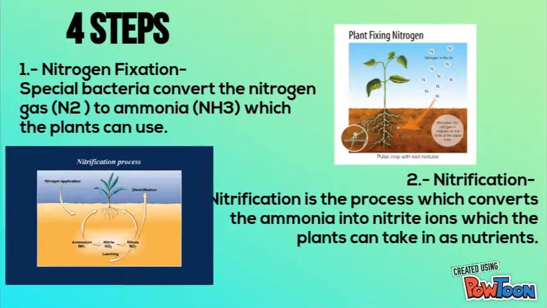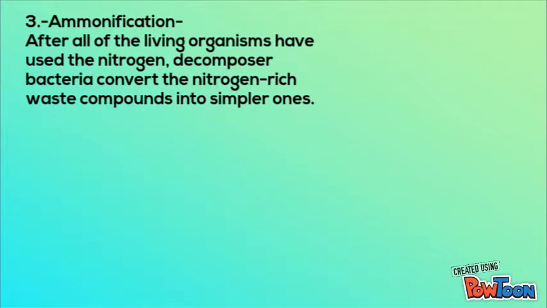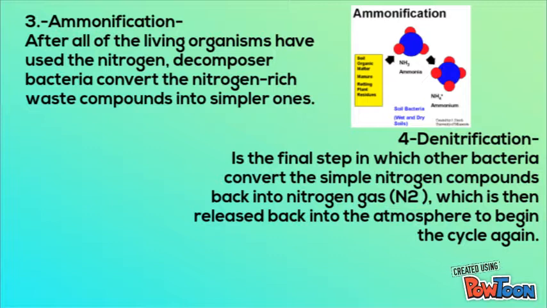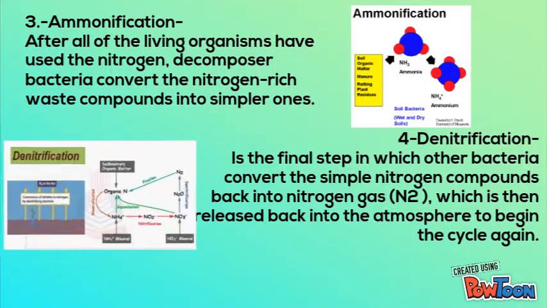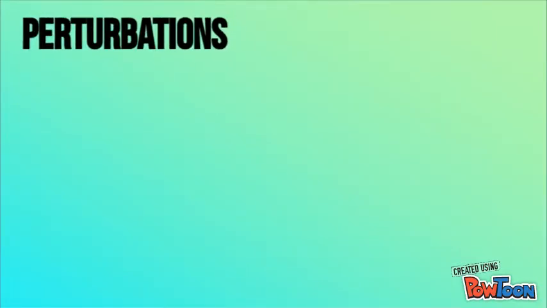Step 3. Ammonification. After all of the living organisms have used the nitrogen, decomposer bacteria convert the nitrogen-rich waste compounds into simple ones. Step 4. Denitrification. It is the final step in which other bacteria convert the simple nitrogen compounds back into nitrogen gas, which is then released back into the atmosphere to begin the cycle again.